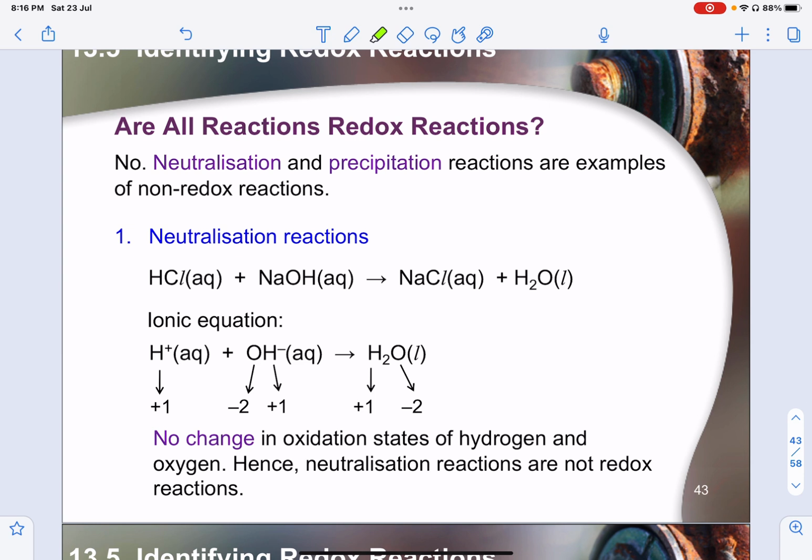Okay, are all reactions redox reactions? Not really. Actually, the answer is no, because neutralization and precipitation reactions are examples of non-redox reactions, meaning you won't have oxidation and reduction occurring within the same reaction. So one very good example is over here, your hydrochloric acid reacting with the base sodium hydroxide to form sodium chloride and water. We could see that there is no change in oxidation states of the hydrogen and oxygen. So neutralization reactions are not redox reactions. Do remember this sentence, as this might be one statement that can be asked during exam.